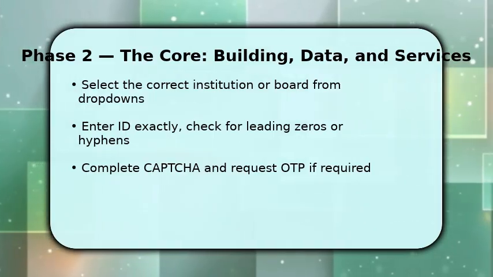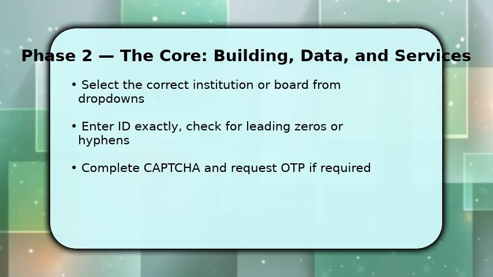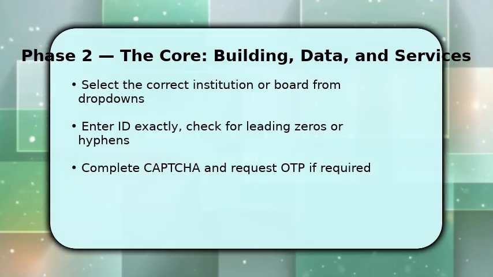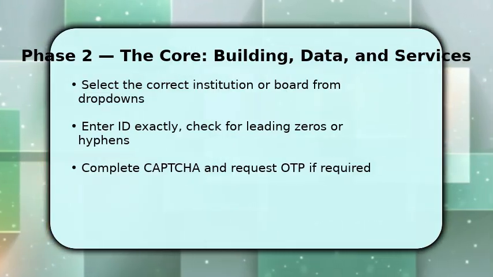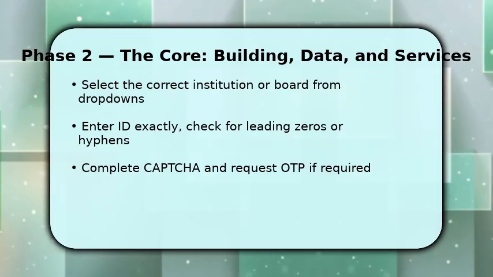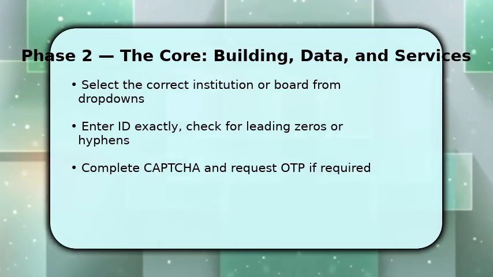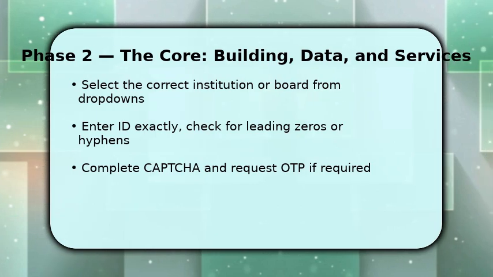Once entered, solve the CAPTCHA to prove you are human, then request the one-time password if prompted. Wait for the SMS or email, enter the code promptly, and submit. This sequence confirms your identity and returns the index number or a downloadable record.